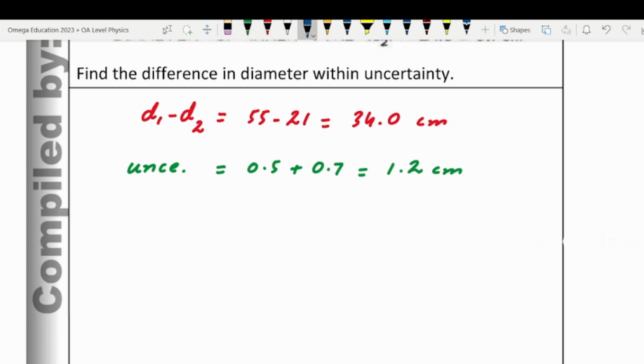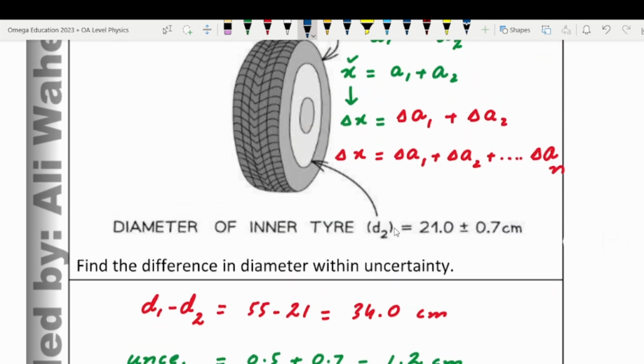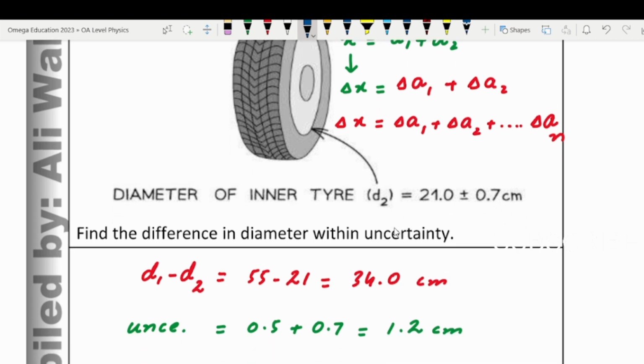How do you write your final answer? First you write the physical quantity, we call it the principal value. So you write the principal value first, which is 34.0, followed by plus minus 1.2, followed by the unit. So this is how you find the total uncertainty when the quantities are being added or subtracted. You see in this one, the quantities were being subtracted, but the uncertainty would always be added. Keep it in your mind.